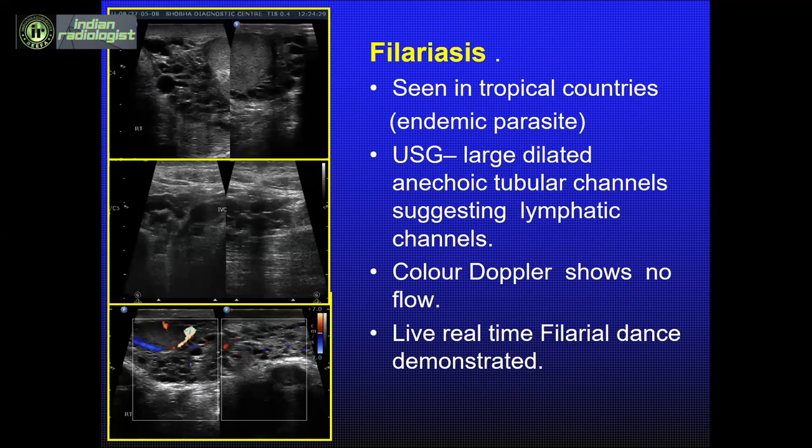But in India, filariasis is very, very common. So many a times you will see that the cord area is replaced with multiple anechoic cystic structures, which are not picking up vascularity on ultrasound and Doppler. These are nothing but lymphangiectasia in the cord. So whenever you see lymphangiectasia in the cord, you need to report this, that they will show no color flow on imaging. But always in endemic areas of India, the most common pathology is filariasis.